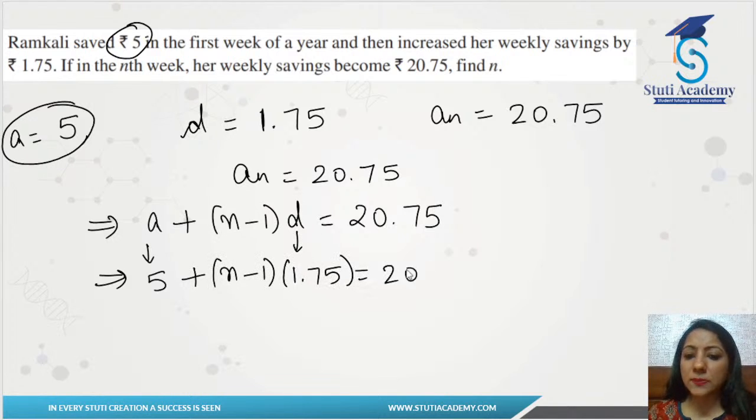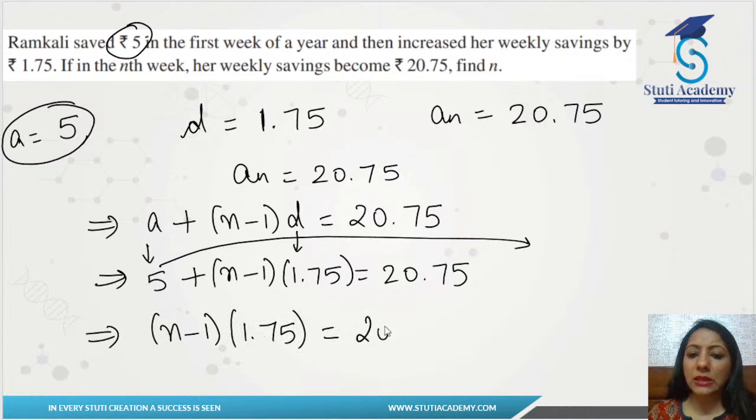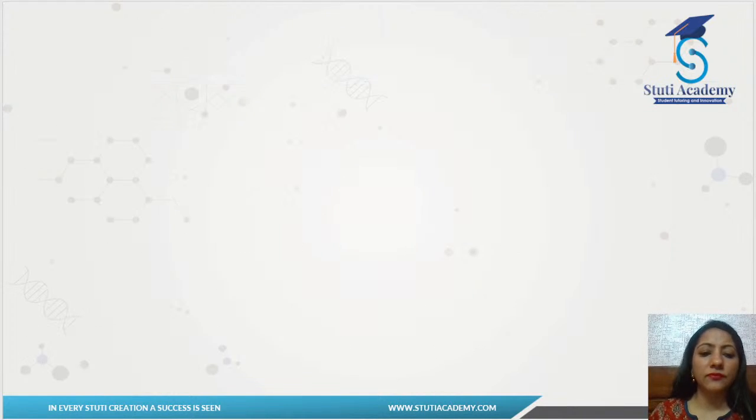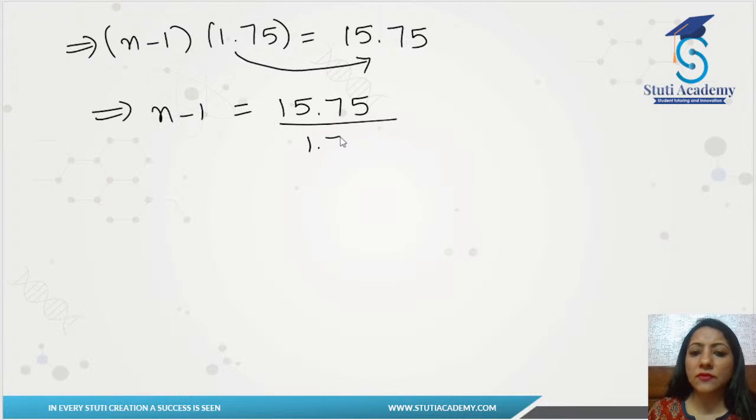Now 5 will go on the other side, will get subtracted. We will get (n minus 1) into 1.75 equal to 20.75 minus 5. So this will become 15.75. So the next step, we will get (n minus 1) into 1.75 equal to 15.75. Now we'll take this on the right hand side and this will go in the denominator. So we will get n minus 1 is equal to 15.75 over 1.75.